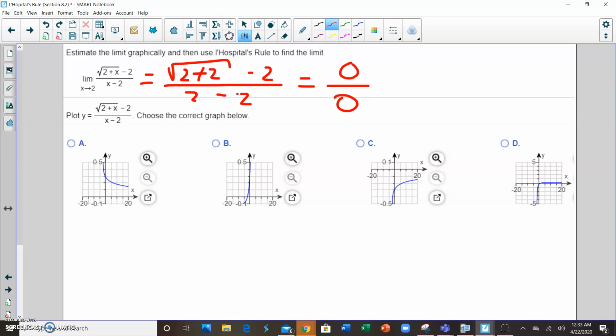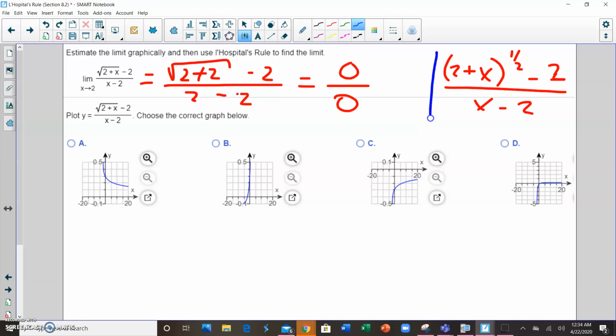So once again, we can use L'Hopital's rule, but we need to figure out, okay, what is the derivative of the top, the derivative of the bottom? To find the derivative of the top, if you remember, for derivatives, we don't use radicals. So I'm going to rewrite the top as (2 plus x) to the power of 1/2 minus 2, divided by x minus 2. So that is what I'm actually taking the derivative of. That's just a little side note.